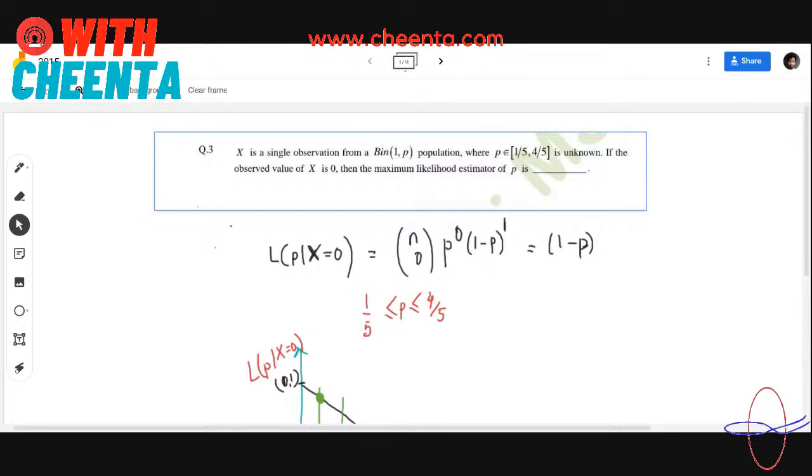One is from MLE, and another is from consistency and a bit of estimation. Let's explore the problems together. So let's go to problem three.